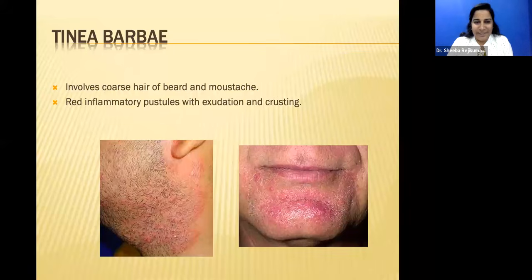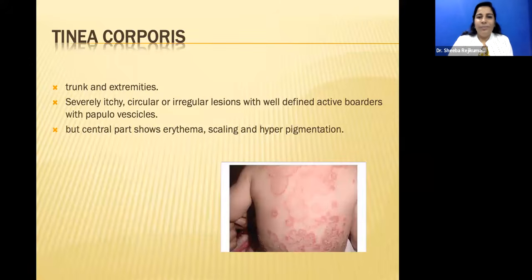So tinea barbae, which involves coarse hair of beard and moustache, red inflammatory pustules with exudation and crusting. Okay. Now I'm just completing it, and after that we can go to the drugs.